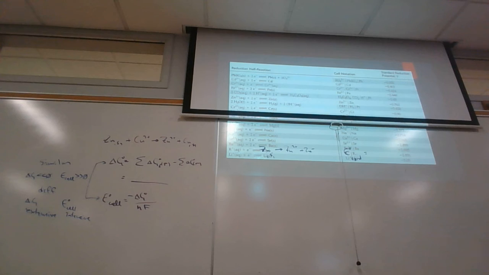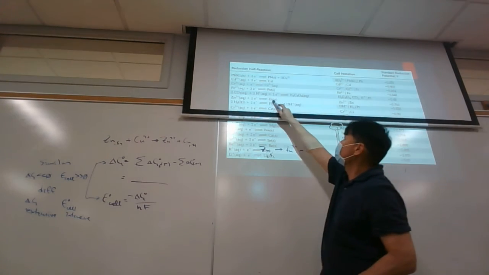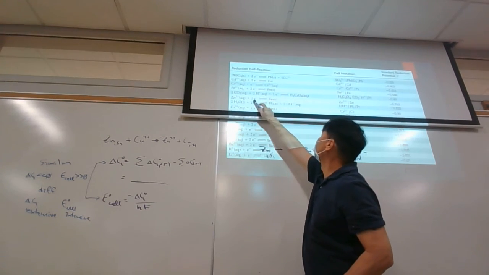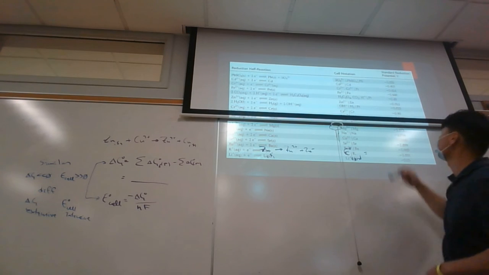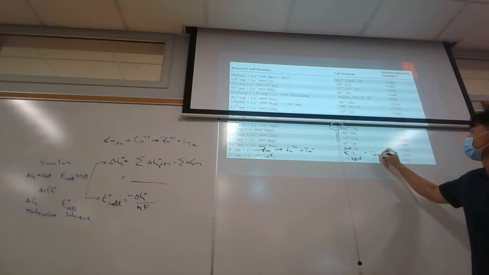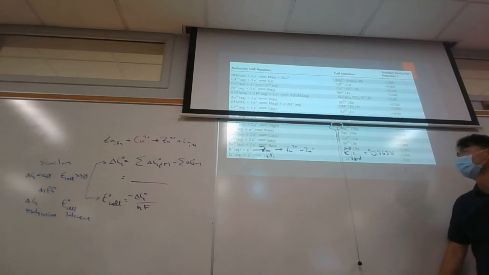So that's zinc solid goes to Zn2+, which is backwards, therefore we have to change the sign, so it's plus 0.763 volts. So this is plus 0.763 volts. Your book would have us do this.